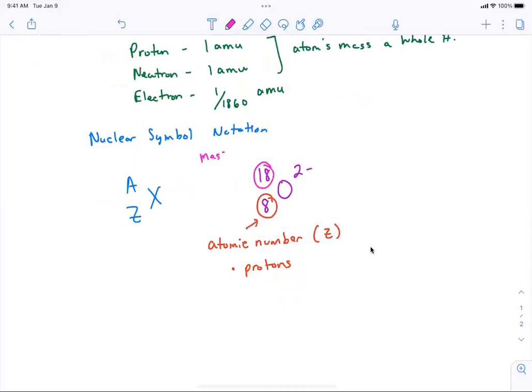18 is our mass number. Our mass number is our protons plus our neutrons. And since our atomic number is our protons, if you subtract these two numbers, you should get the number of neutrons in any atom. So as long as you subtract the two numbers, you will always get the number of neutrons, no matter what. There's no exception to that.